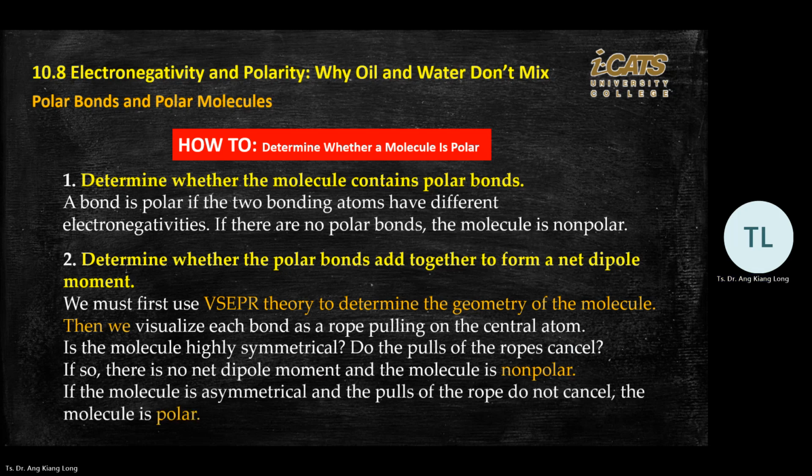Okay. Right, so this is how you determine whether polar or non-polar. If everything cancels, non-polar. If there's asymmetry, which means not symmetry, then it becomes polar.